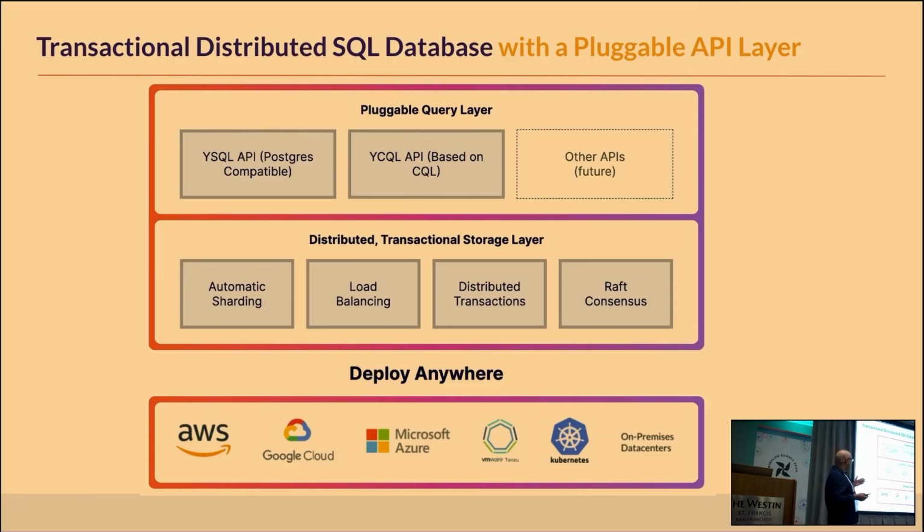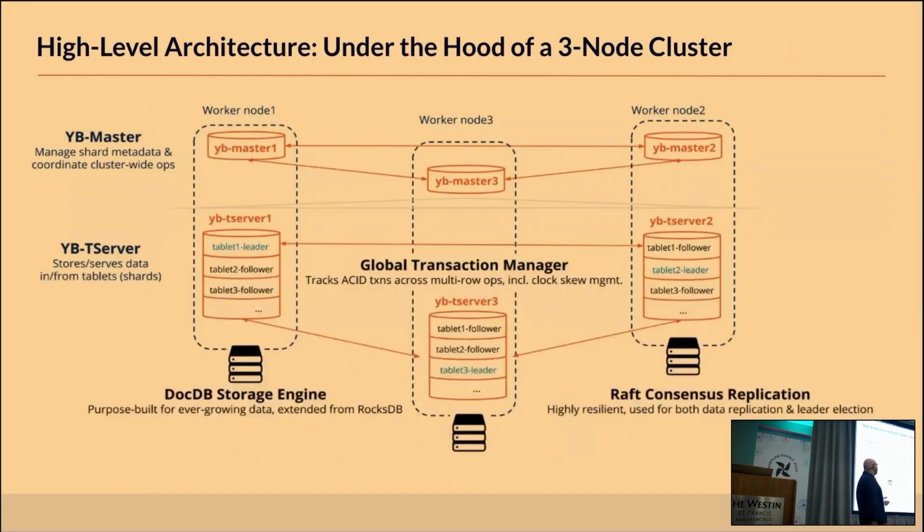But under the hood, if you look at the storage layer, this is our bread and butter. This is the part which is built, what we call DocDB, and it's responsible for automatic sharding, load balancing, distributed transactions, and we use Raft consensus for achieving that. The other thing is, it's cloud agnostic. You can run it on any cloud, you can run it on Kubernetes, you can run it on on-premises data centers.